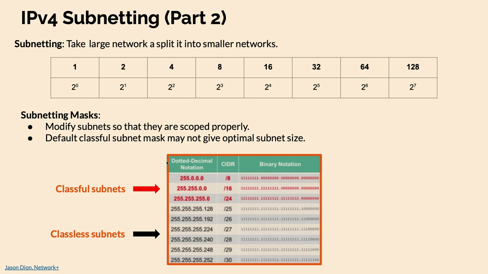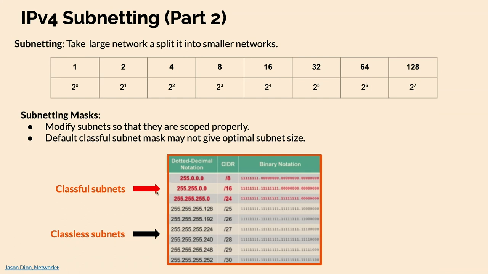The purpose of subnetting, making a network smaller, is so that the network is scoped properly with the right number of hosts, as well as more manageable. If you only have two hosts or two nodes on the network, you don't want a network that's scoped for like 1,000 nodes, right?